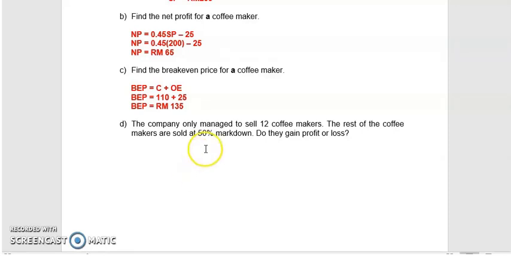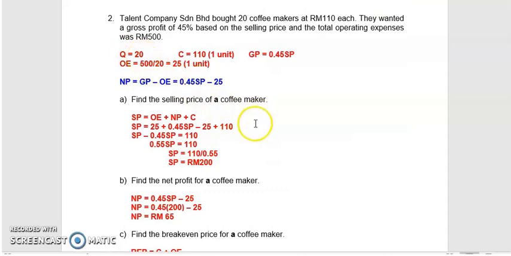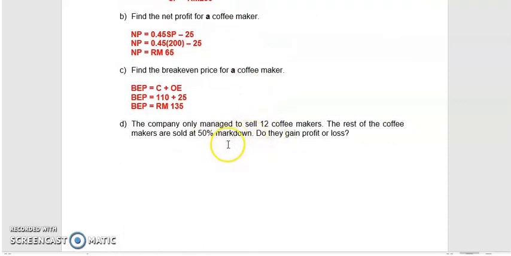Okay, last one, question D. The company only managed to sell 12 coffee makers. The rest of the coffee makers are sold at 50% markdown. So do they gain profit or loss? Okay, so how to know this one, whether you gain profit or loss? Total coffee makers just now is 20, right? In this case, for sure, you need to calculate net profit. If you get net profit positive, it means that you will gain profit. Otherwise, you will suffer a loss.